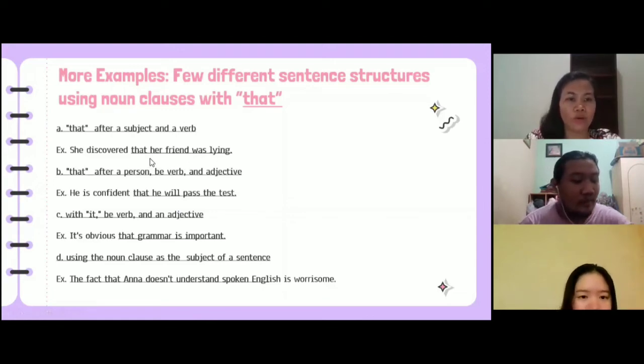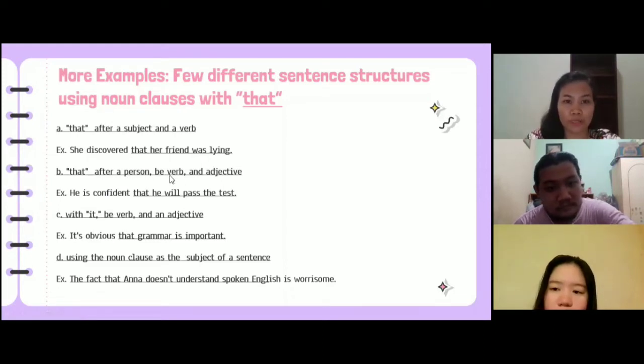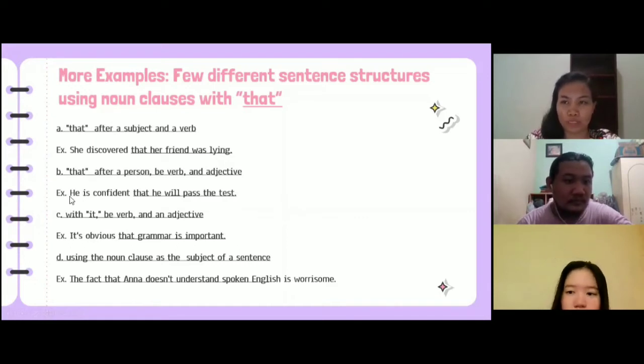The second sentence structure with the noun clause with that is after a person, be verb, and adjective. For example, he is confident that he will pass the test. So he, the person, be verb is, and adjective confident, and the noun clause, that he will pass the test. So we can use a lot of different adjectives in this place.